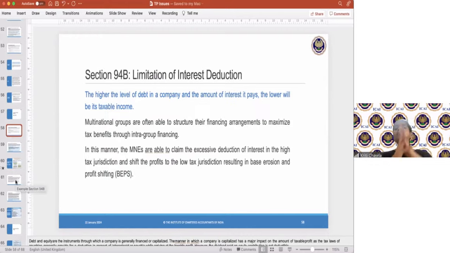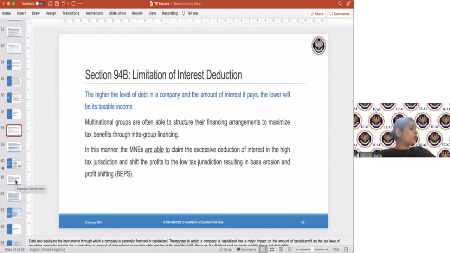So now we're talking about limitation on interest deduction. If we talk about a company, it has two options. Either it can get equity or it can get something called debt. MNCs prefer the option of debt more because there is an interest associated with debt. If I take a loan, then obviously I have to pay interest on it. The moment I pay interest, I know there will be an interest deduction available to me. So if I, as an Indian enterprise, take debt from my associated enterprise, I will have to pay interest to my associated enterprise. The moment I pay that interest, I can claim it as a deduction and pay tax on a lesser amount of profit.